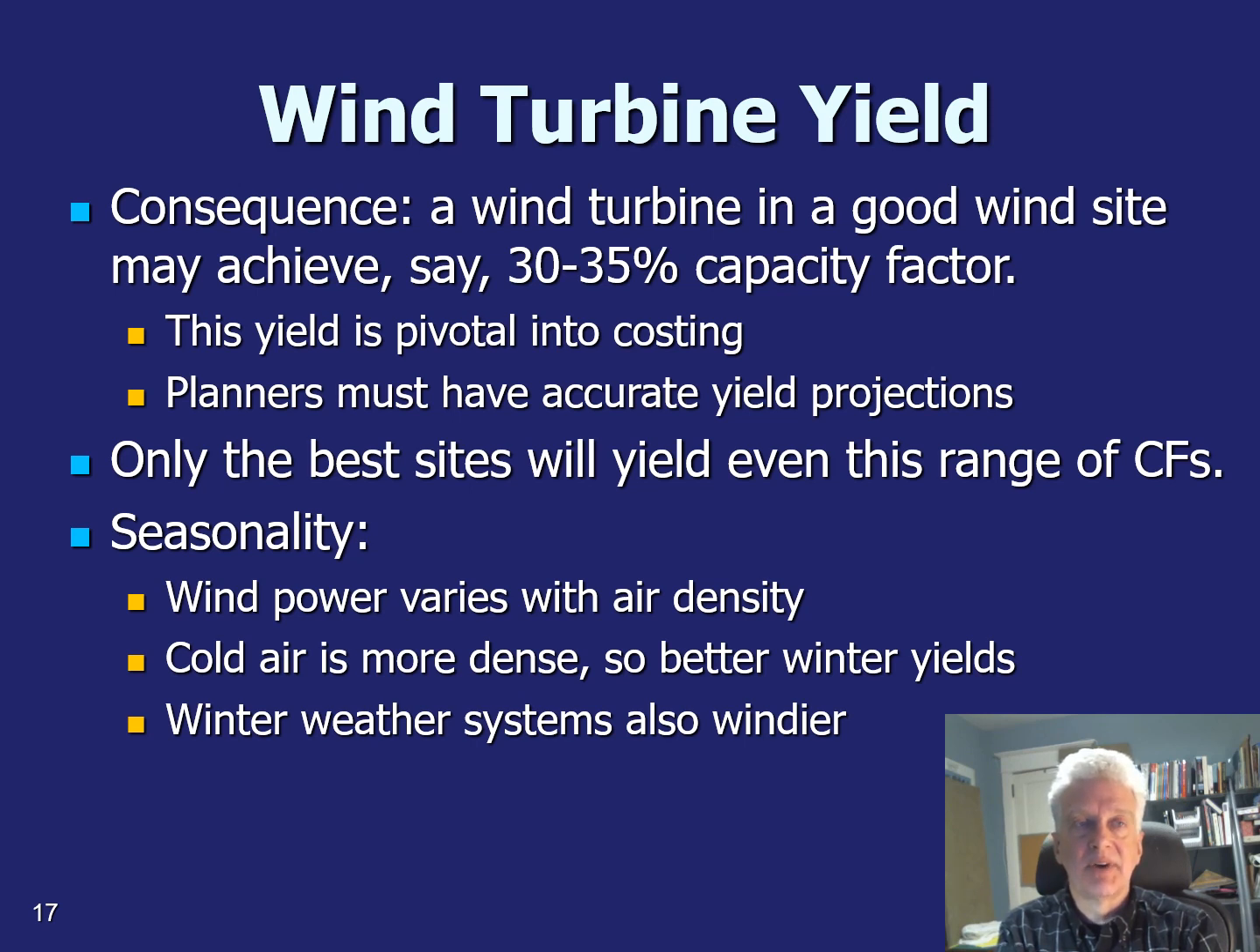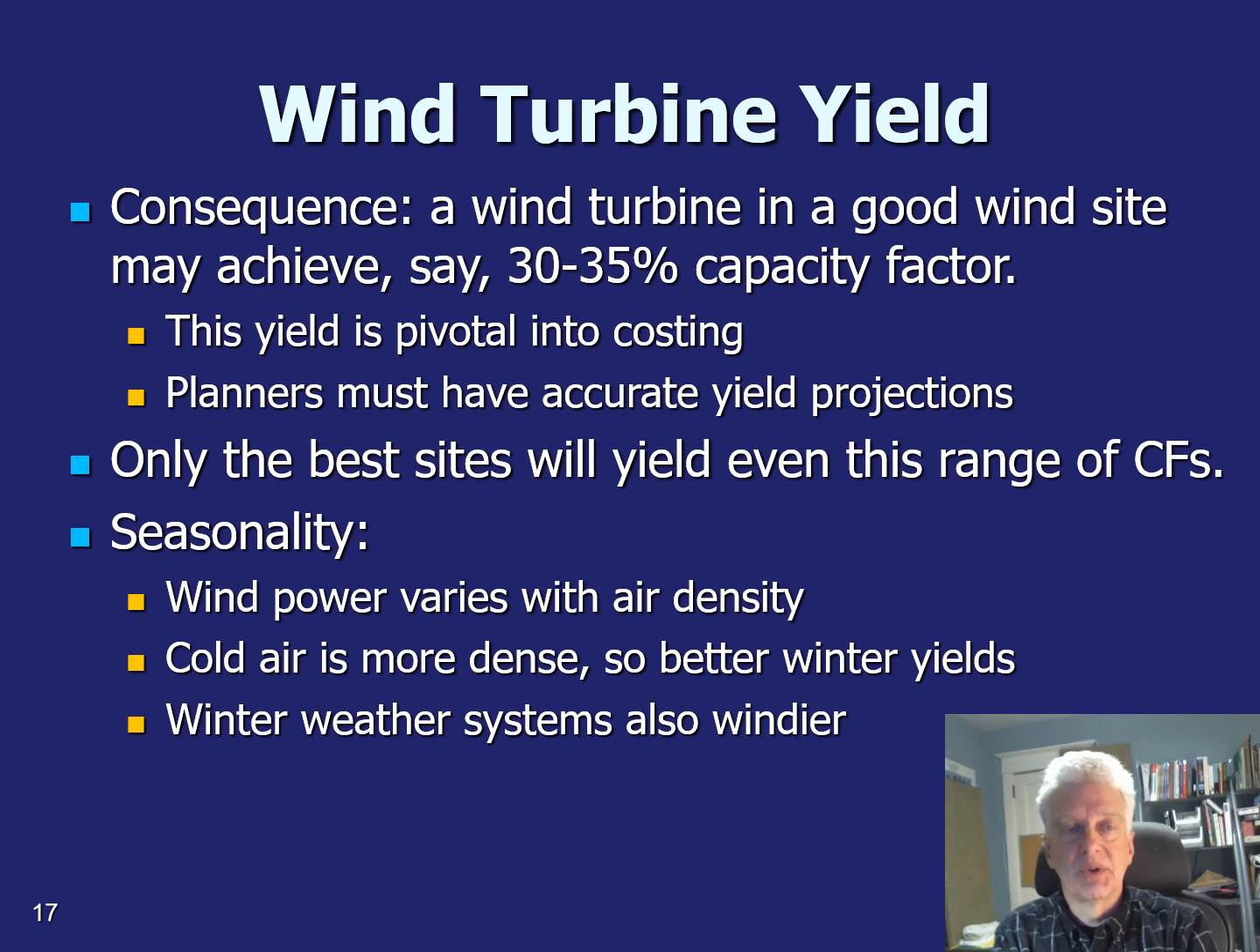So you need to have accurate yield projections in order to do the planning to decide if a project is going to pay. Only the best sites are going to yield even this nice range of capacity factors. If you put a wind turbine somewhere else because you have load there and the wind isn't as strong in those locations, you'll get lower capacity factors. Also, the wind is seasonal, so that will vary over the course of the year. You'll have more power in some months than others.